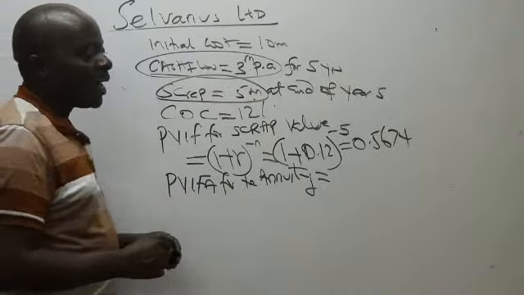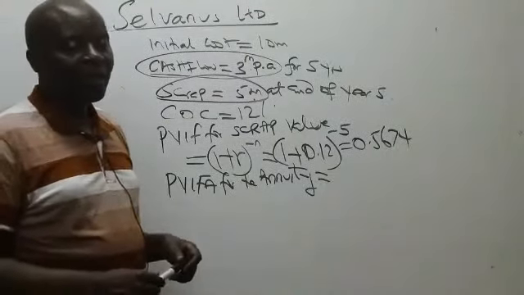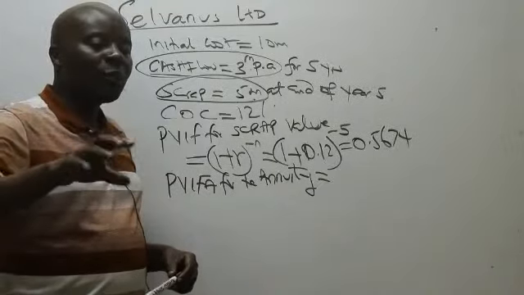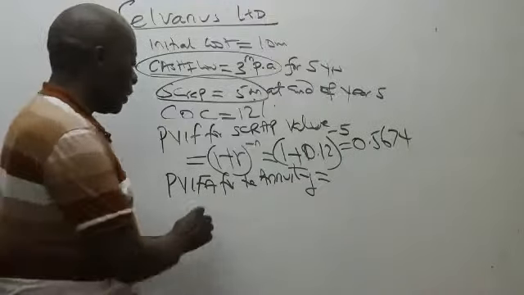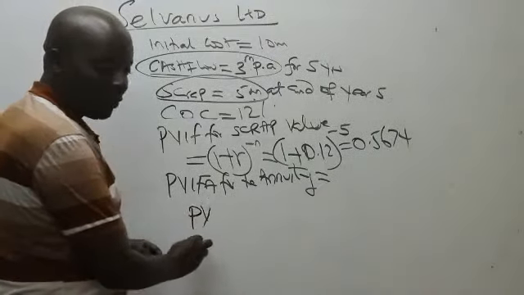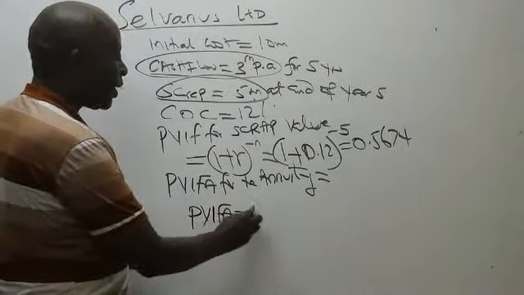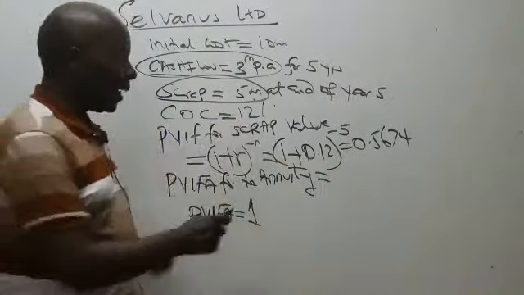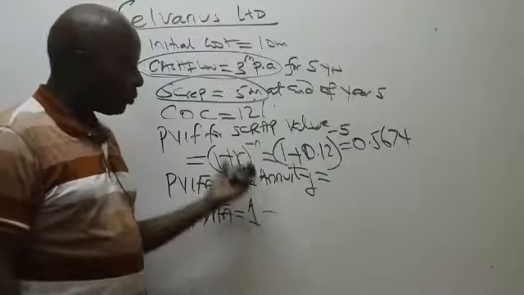So PVFA for the annuity, it's not so many students who will be able to get the formula right. But at least one thing that I'm happy about is that my students here will always be so good in PVFA because they know this very well. When we talk of PVFA, we must start by saying 1 minus the PV formula. 1 minus the smaller formula.